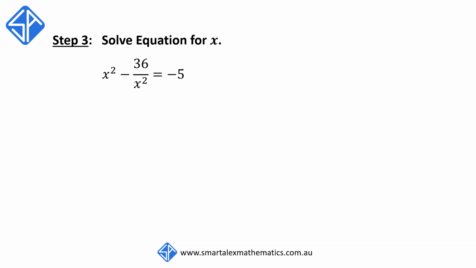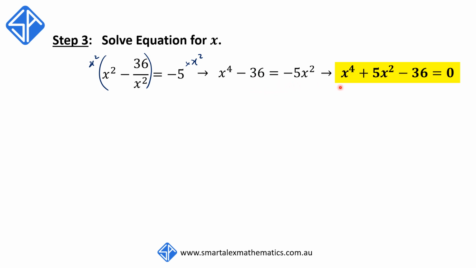Now that we've got an equation in terms of x, our next step is to solve for the values of x. I'm going to start by multiplying both the left and the right-hand side by x squared. And the reason is because I want to get rid of this x squared when I expand it. So when we expand the left-hand side, we're going to get the equation x to the 4 minus 36, and on the right-hand side, we still have -5x squared. We're then going to move this -5x squared term over to the left.